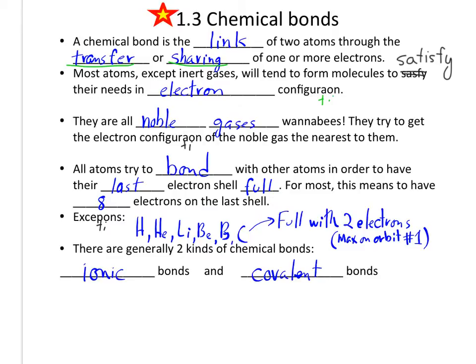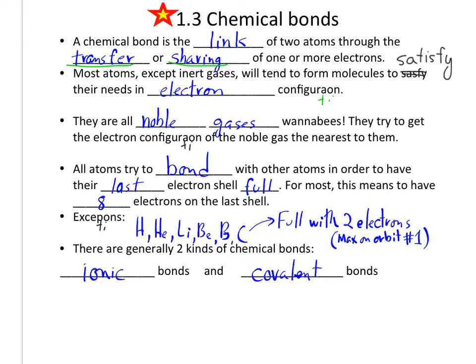All atoms try to bond with other atoms in order to have the last shell full. For most, this means to have 8 electrons on the last shell. Exceptions to the 8 rule are hydrogen, helium, lithium, beryllium, boron, and carbon, which would have full shells with only 2 electrons, because the maximum number of electrons on the first orbit is just 2.